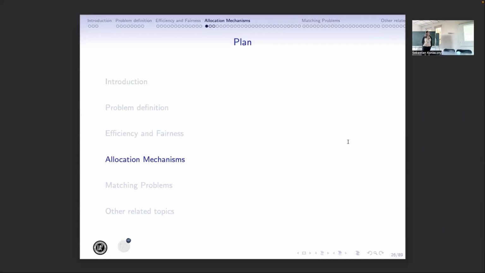Okay, so yesterday I introduced the multi-agent resource allocation problem and described different fairness and efficiency notions. And today I will turn to the algorithm point of view and describe various mechanisms for allocating goods among agents. And I hope I have some time to describe matching problems and the well-known Gale-Shapley algorithm for matching problems.